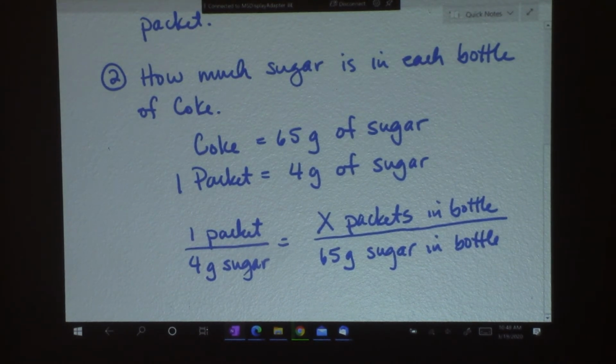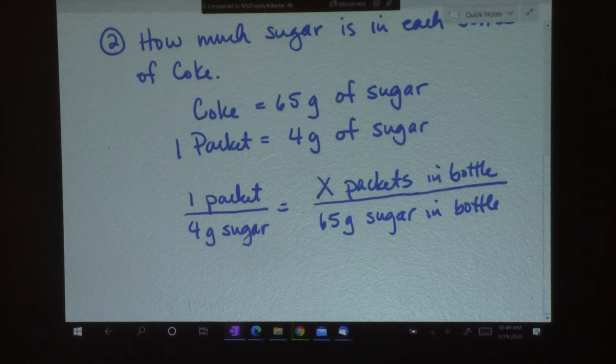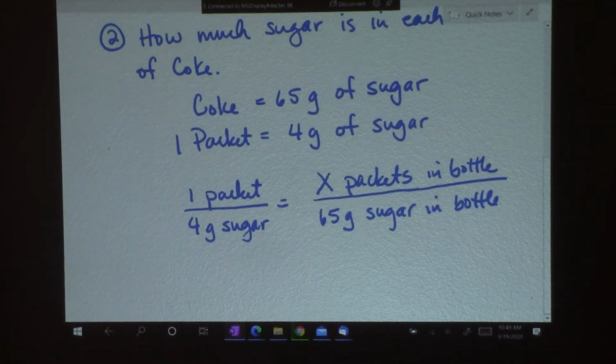Okay, so we're going to talk a lot more about ratios, but I know in 6th grade and probably earlier you've had some exposure to ratios. So it's fun to introduce this with something interesting. But I want you to note that we have to have the ratios line up. So I've got packets on the top. I've got 1 packet of sugar and I've got packets in the bottle. And on the bottom, I have grams of sugar in a packet versus grams of sugar in the bottle. So we've got packets on top and grams of sugar on the bottom. So I have to have the ratios match that way.